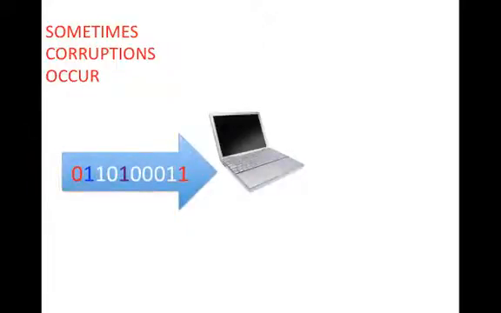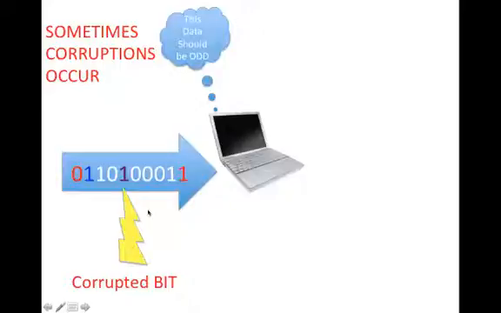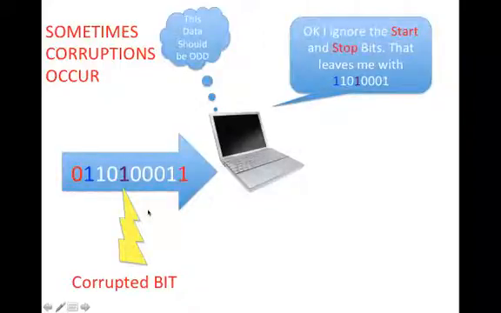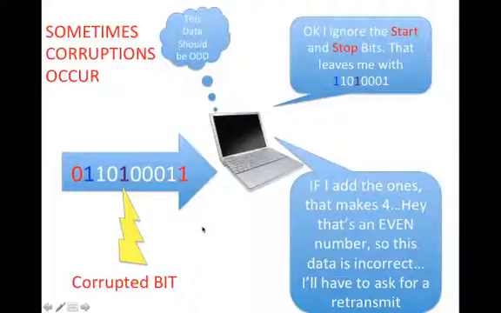Sometimes, however, corruptions occurred. So the data would come in, and as you can see, we have a corrupted bit. The computer thinks this data should be odd. It ignores the start and the stop bits. It leaves it with 1 1 0 1 0 0 0 1. It adds the ones together. That makes 4: 1 2 3 4. That's an even number. So it's expecting odd, it's getting even, so this data is incorrect, and the computer asks for a retransmit of that packet of data.